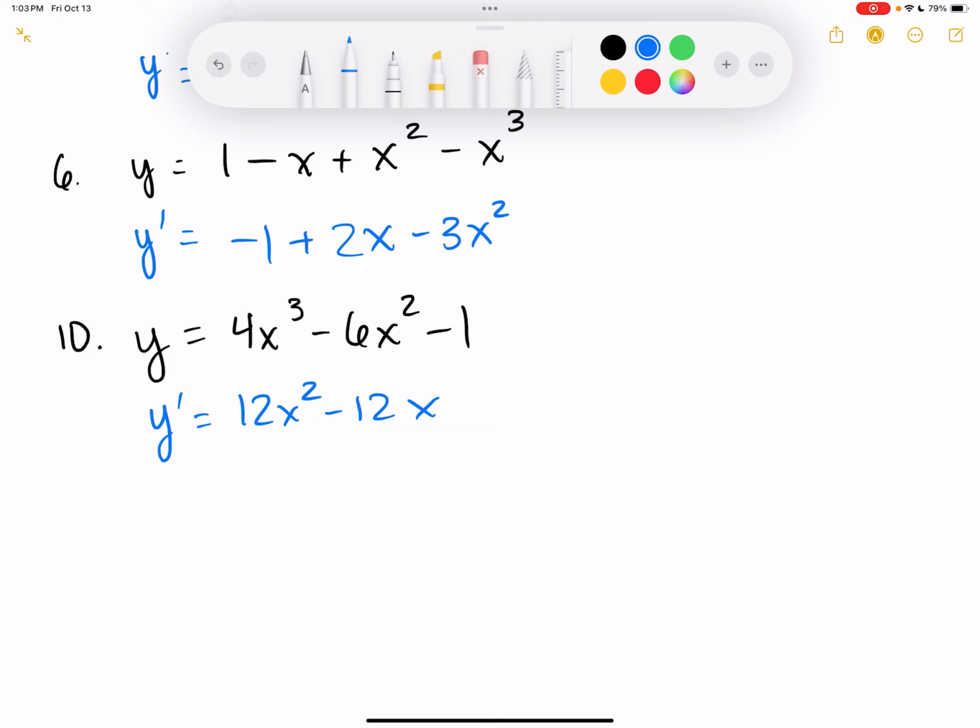Now, in the past, we were finding the tangent at a point. We don't have a point now. There's no point, so we're going to set it equal to 0 and solve.